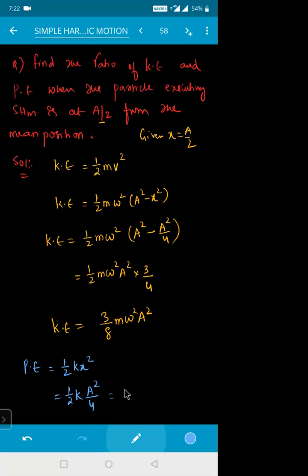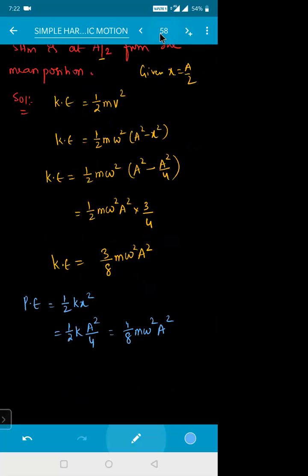So this one will be equal to 4 to the 8, so this will become 1 by 8. K is equal to m into omega square into A square. Now just tell me the ratio of that one. 3:1, sir. 8, 8 cancel. M omega square cancels, A square cancels, energy. If I take both, it will get cancelled. 1 by 8, 1 by 8 gets cancelled. So 3 by 1, that is your answer.